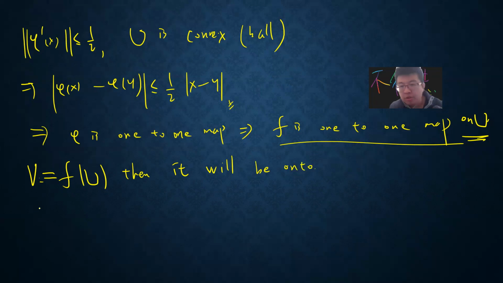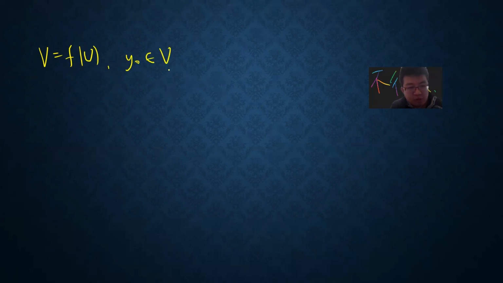So what remains is to show that V is open. This is not difficult, it should be very simple. Let's say I pick V to be f of U, and let's pick Y0 in V. I want to prove that there exists a ball such that all points in that ball can be found as f of a point in U.